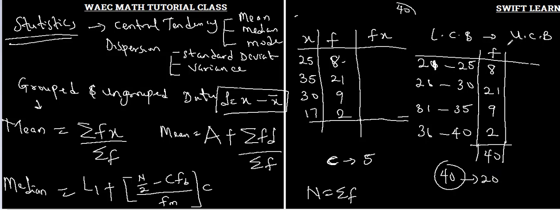20. Am I right? So if here is 8, 8 plus 21 here is 30. So here is 30, which means 20 falls within this class. So the frequency of this median class, f of m, is equal to 21. That's the frequency of the median class. This is the median class. Now let me get my LCB. Here LCB means you subtract 0.5 from 26.